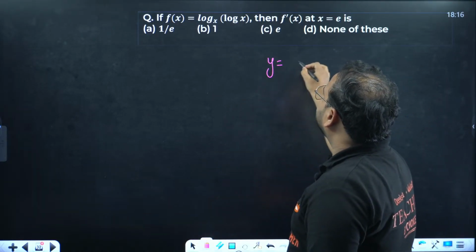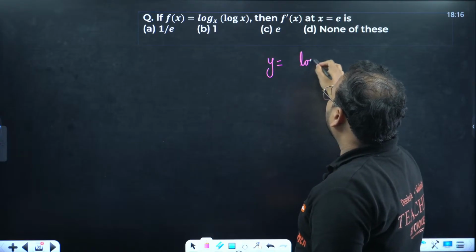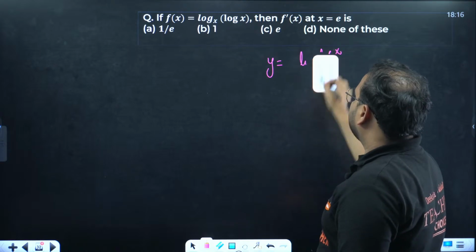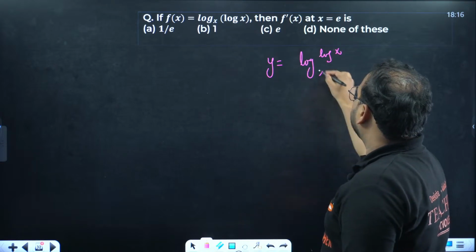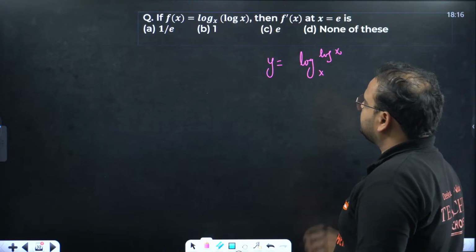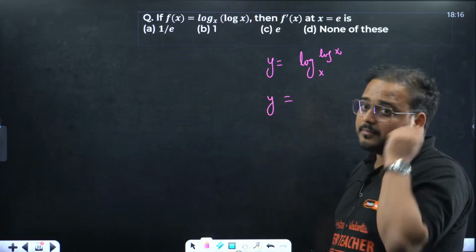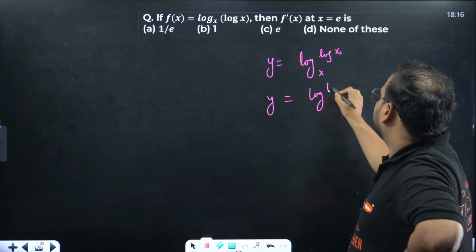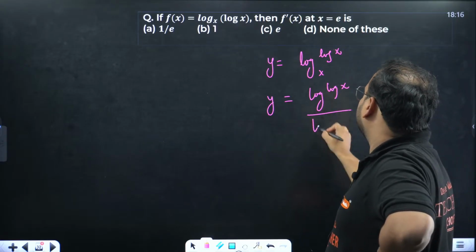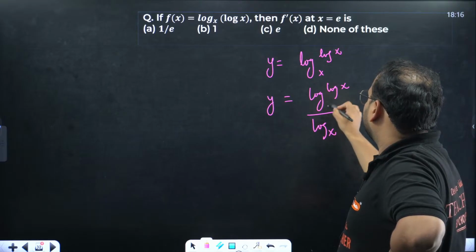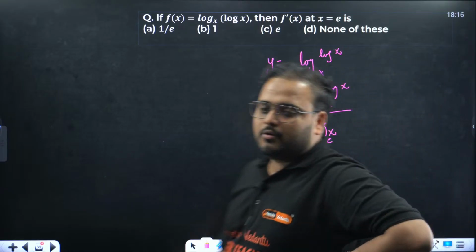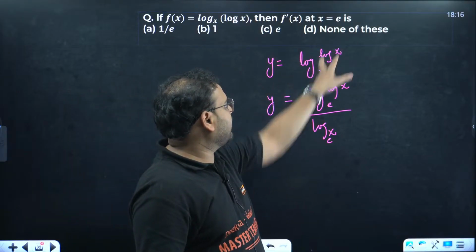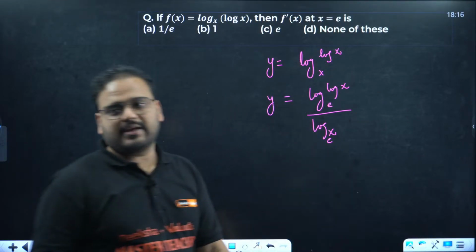Over here, this problem. y equal to what we have? Check this out. Log of log x with the base x. We're going to use the property of log over here, base change formula. So write this as log of log x upon log x. Both with the base e itself. For this part, log of log x with the base e. This is log of x with the base e.